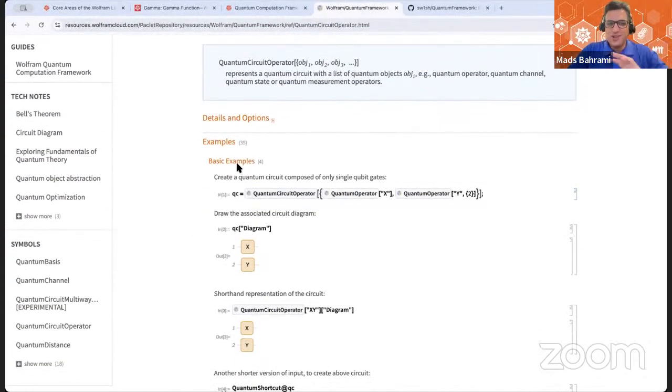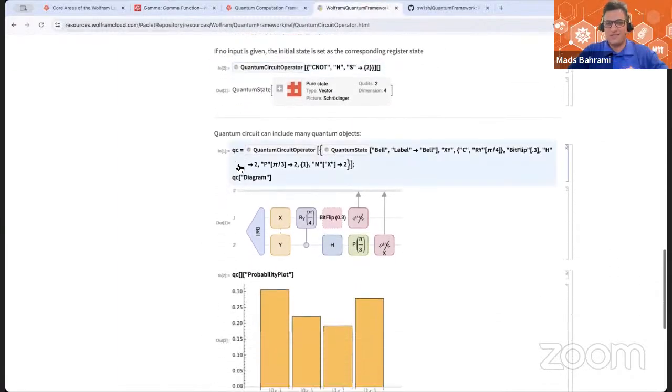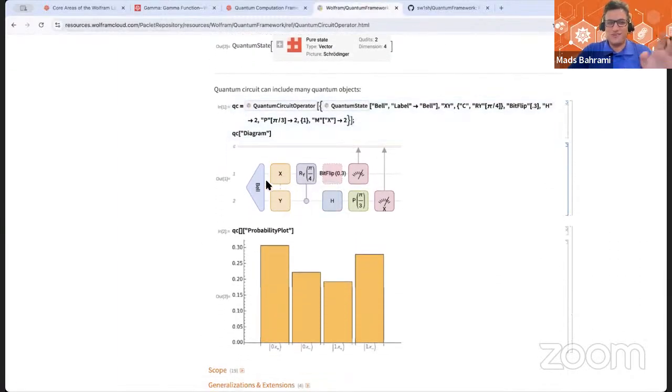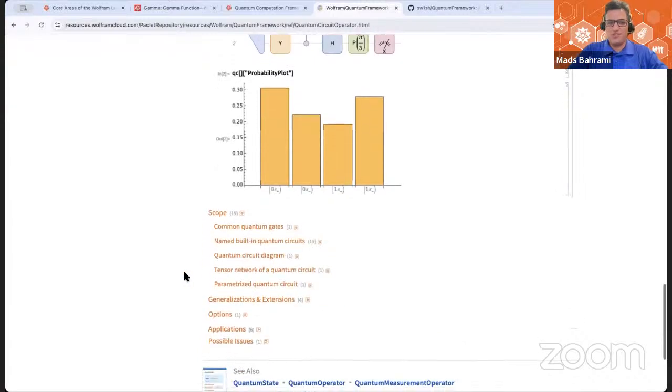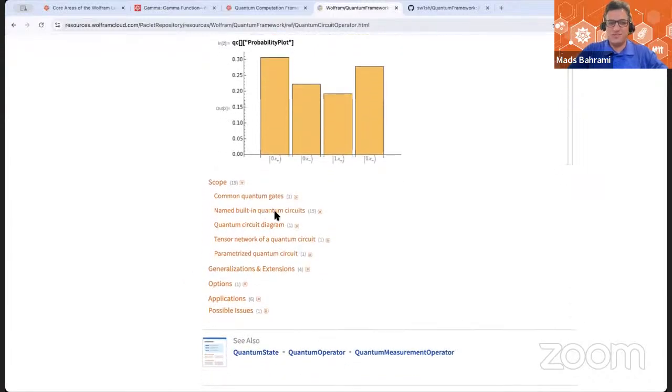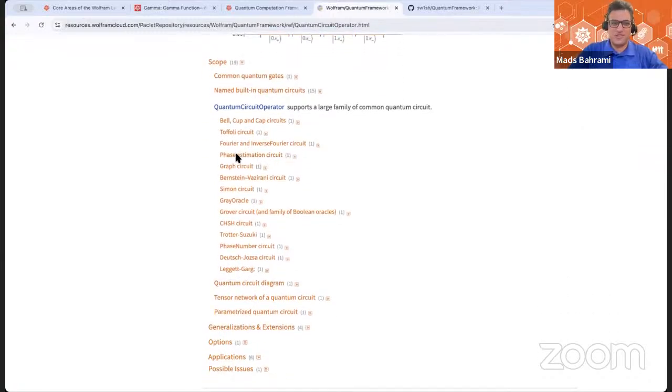It starts with basic examples of circuits, how to put circuits together. You can have state, rotation, noise, channels, etc. Then we go into more details, like common built-in gates. Let's click on one of them. For example, look here: Toffoli, Fourier transform, phase estimation, gray oracle. You'll be surprised how much detail we have in our documentation. So make sure that you check it.